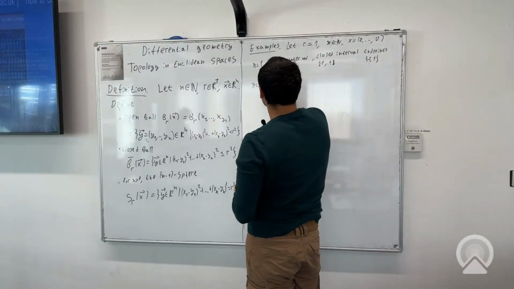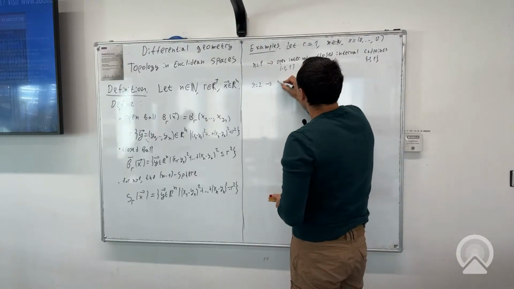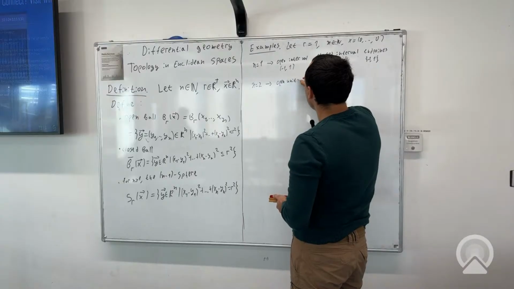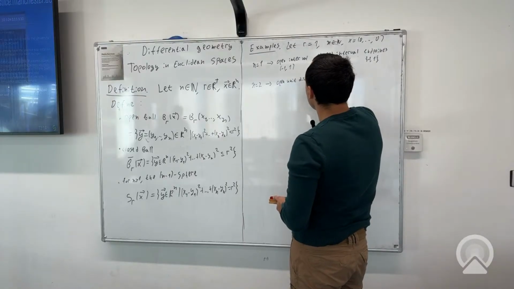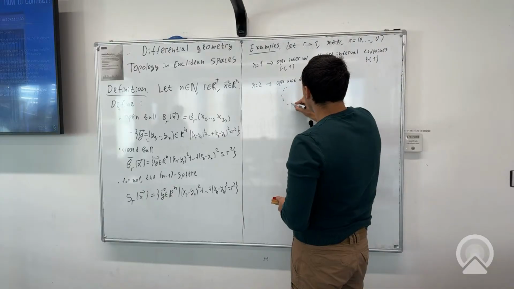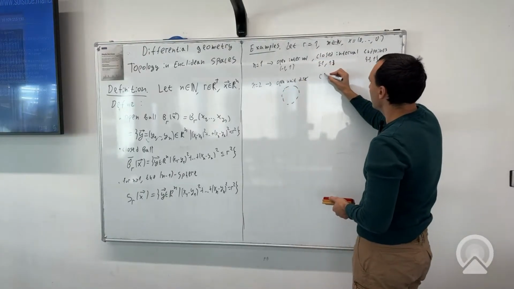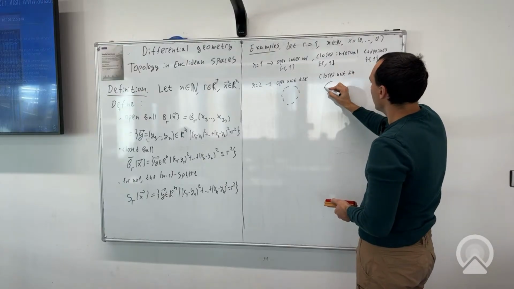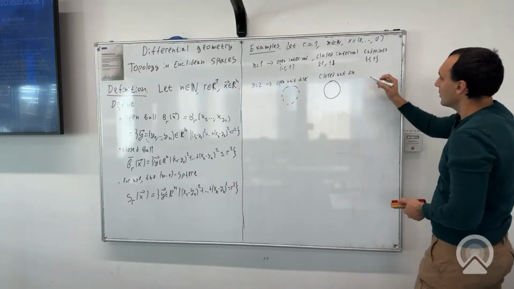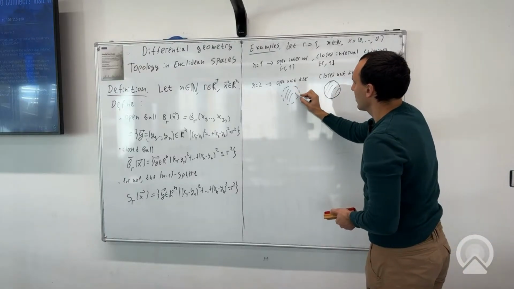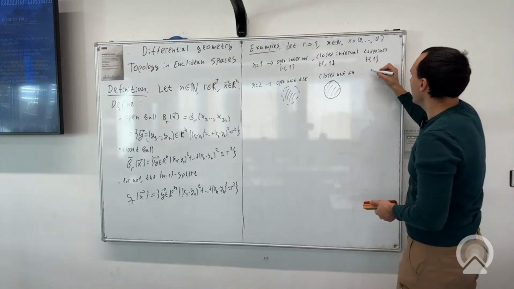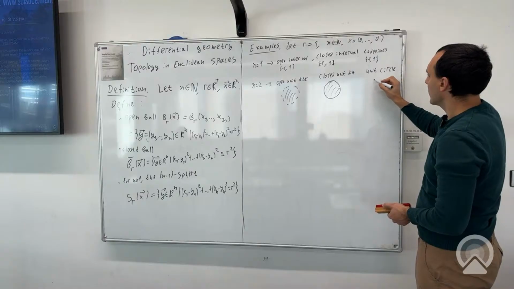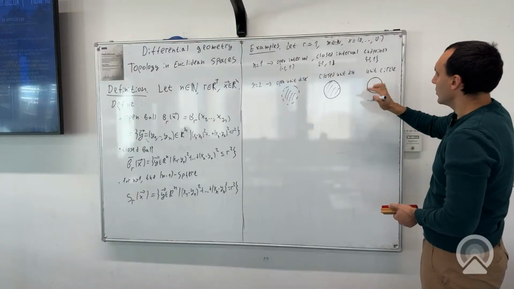Okay. When n equals 2, we have the open unit disk. So we have this thing here without the boundary. The closed unit disk, so we have it with the boundary. And so we have all the points in the interior without the boundary, and the unit circle, so we have only the boundary here without the interior.